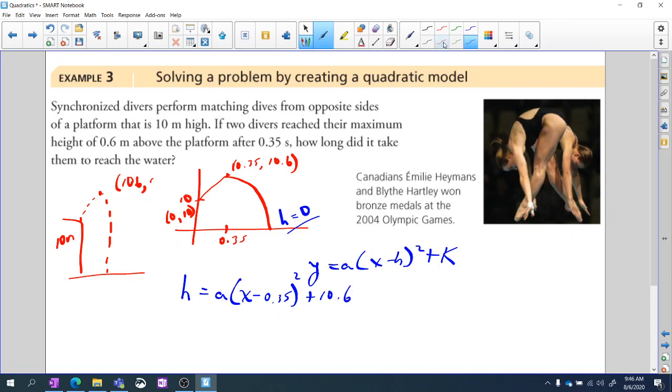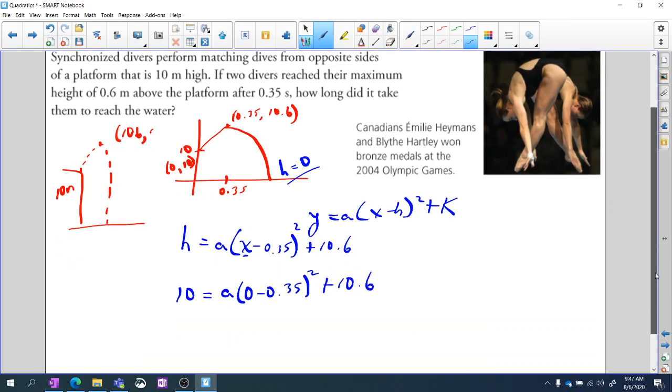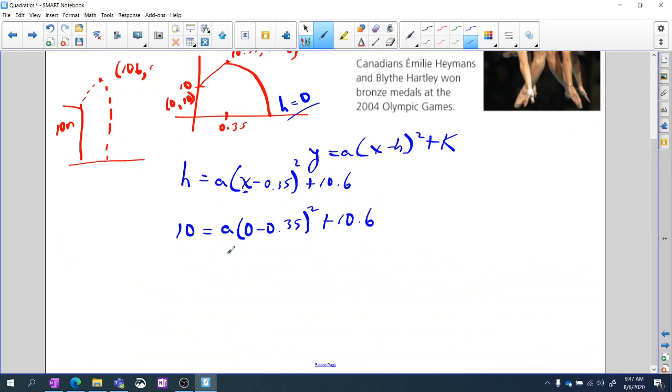So then what we can do is fill in another point. So this is your other point, this is your x and your y, or in this case your time and your height. And let's put in a height of 10 equals a times the x, or the time in this case, which would be 0, subtract 0.35, squared, plus 10.6. Now I'm going to solve for my stretch factor. So I'm going to subtract 10.6. I'll get negative 0.6 is equal to a.